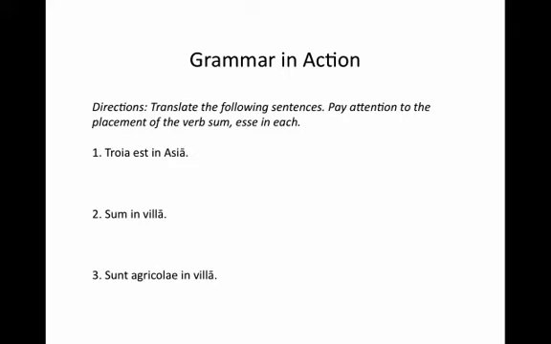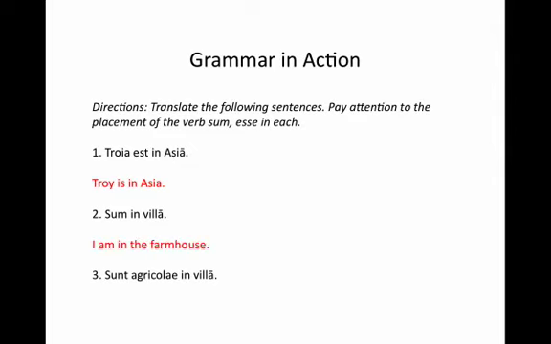Alright, let's look at number one. Notice in number one, our verb to be, est, is in the middle of the sentence. Troia est in Asia simply translates as Troy is in Asia. Our second one is a little trickier because here we have our verb to be in the first position. However, it is not in the third person, so it cannot be a demonstrative use. This sentence simply says, I am in the farmhouse.